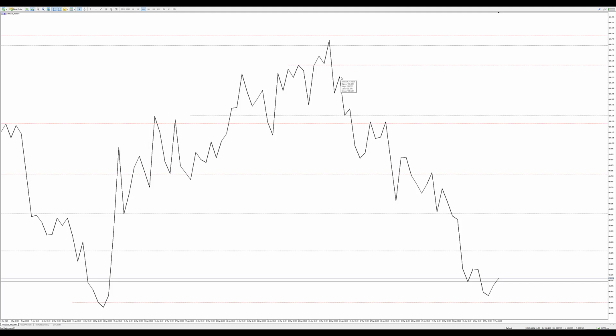We are forming lower highs, lower lows, lower high, lower low. Market is moving to the downside. That's why I'm bearish on dollar index.